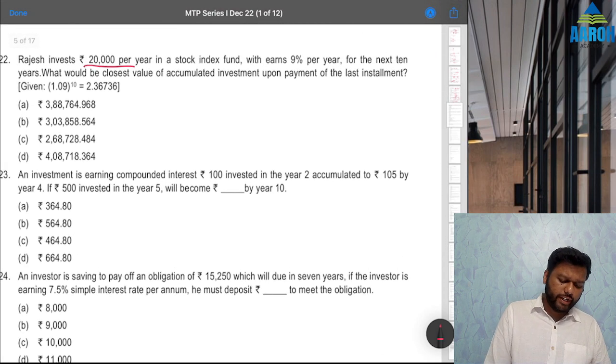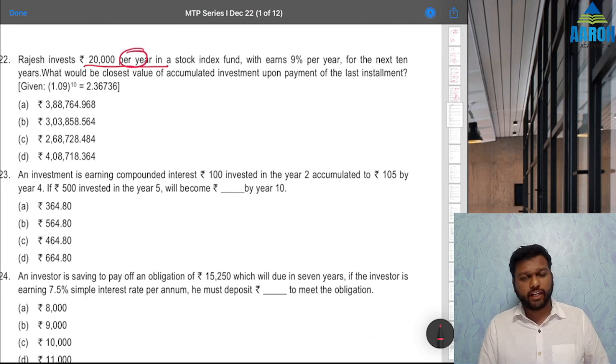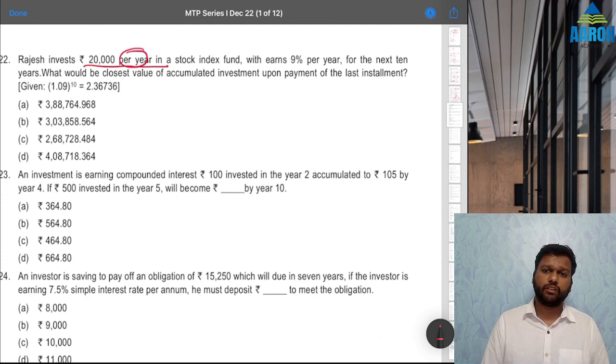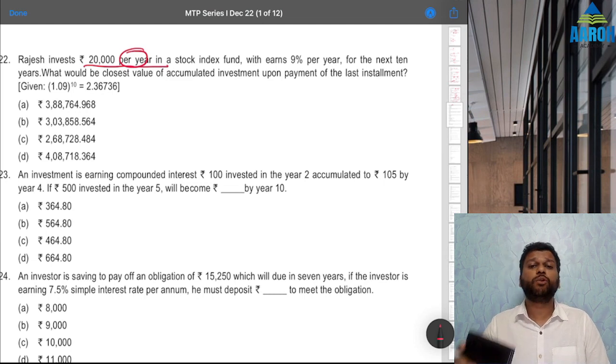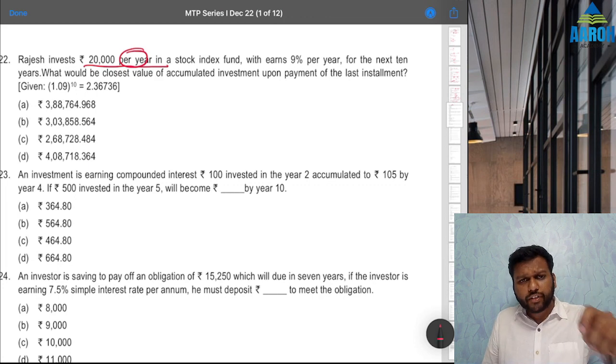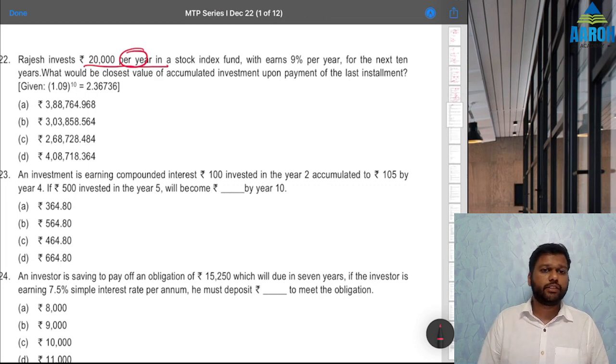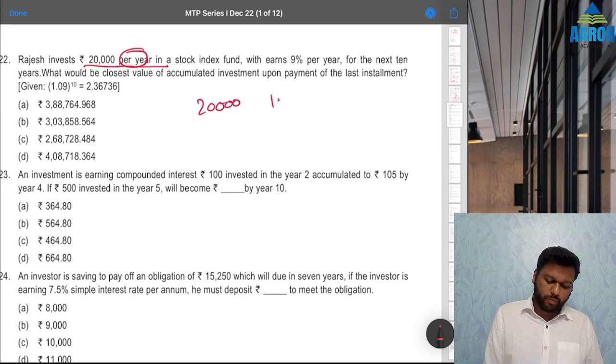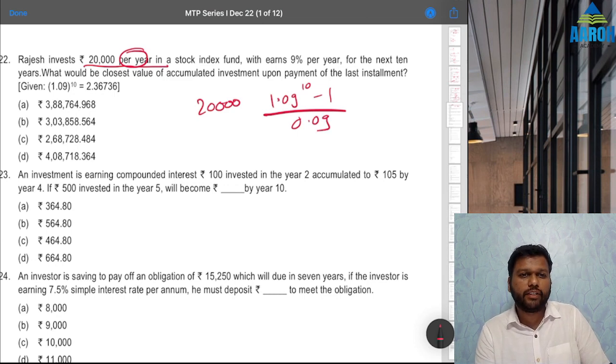Rajesh invests 20,000 per year in a stock index fund which earns 9% per year for the next 10 years. What would be the closest value of accumulated investment upon payment of last installment? They have asked a lot of questions on future value of annuity in this. I don't know why, but fine. So 20,000 into (1 plus i) raised to n minus 1, upon i. They have already given that value, 2.36736.